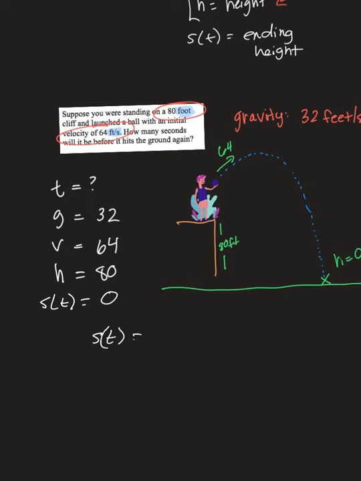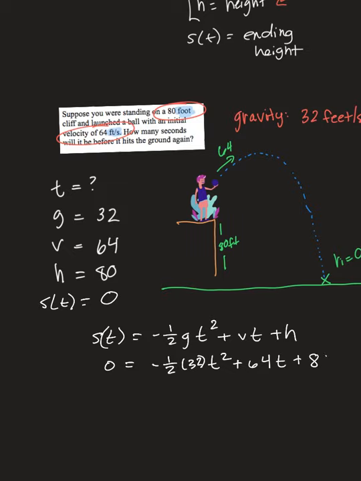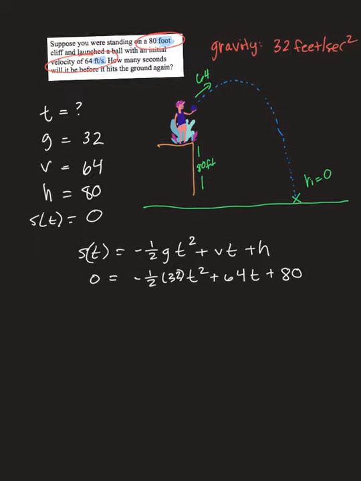S of t is equal to negative 1/2 g t squared plus v of t plus h. And then we just start substituting everything in. We know S of t is 0, that's our ending height. Negative 1/2 times 32 t squared plus 64 t plus 80. And we're going to start solving this.